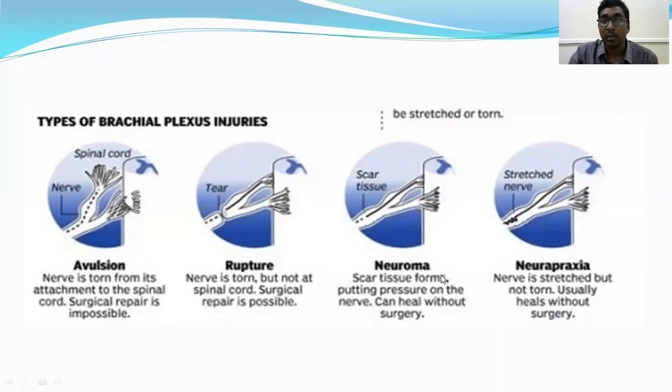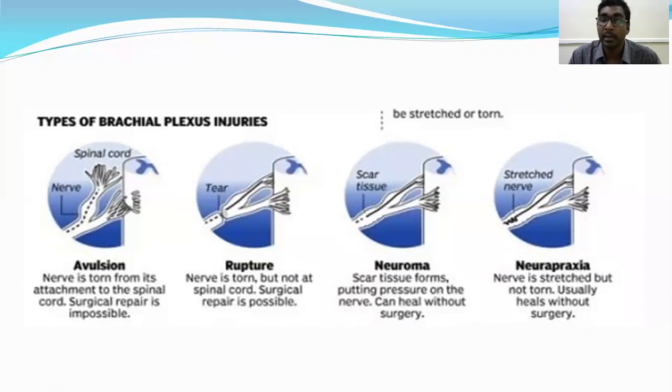Neuroma means a complete injury was not done. The scar tissue formed puts pressure on the nerve, so it can heal without surgery. And neuropraxia is a minor injury, where some of the myelin sheath was damaged. Neuropraxia can be completely recoverable.